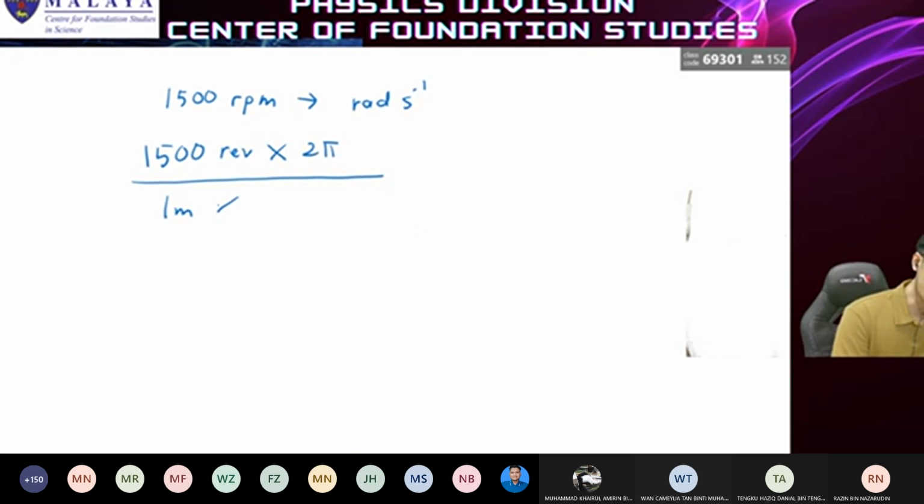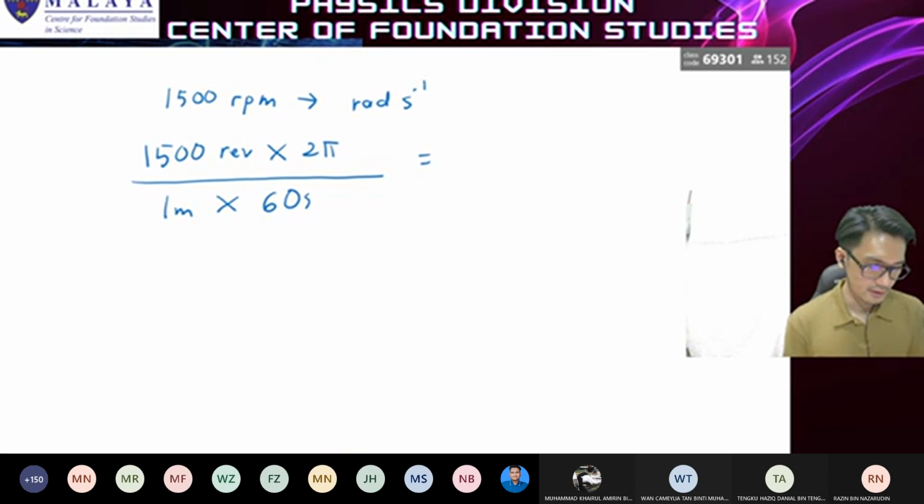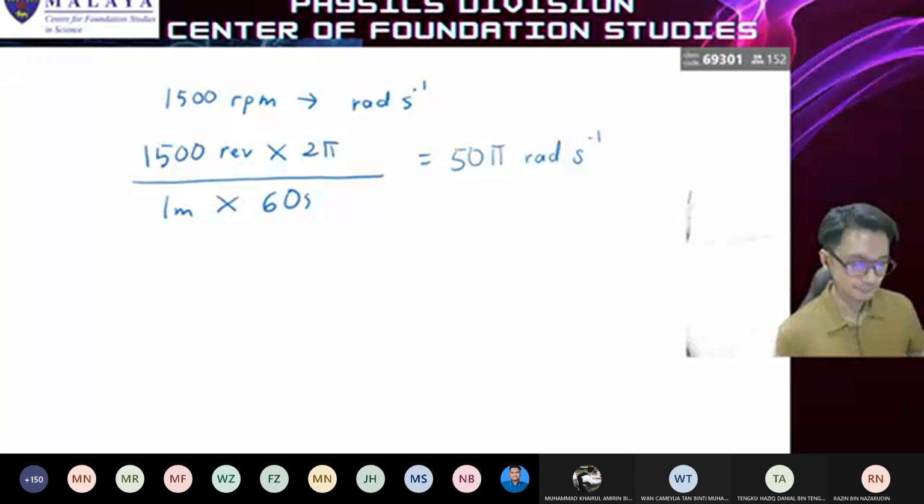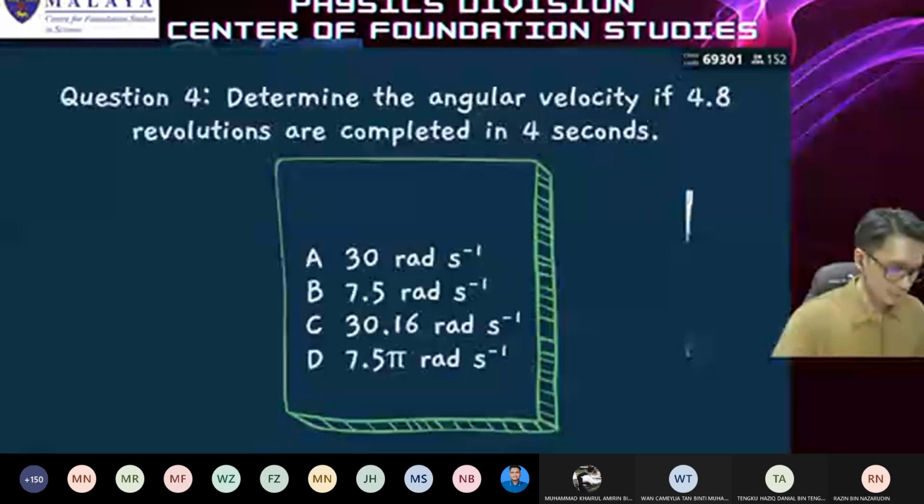Okay, and then 1 minute berapa second? 60 seconds. Yeah, so that's it. So guna calculator, 1500 times 2 pi divided by 60. So we will get 50 pi radian per second. Okay? Boleh. Okay, next. Soalan kedua.